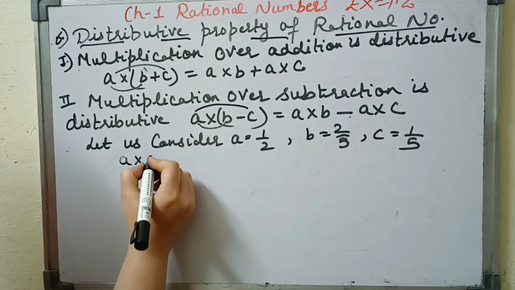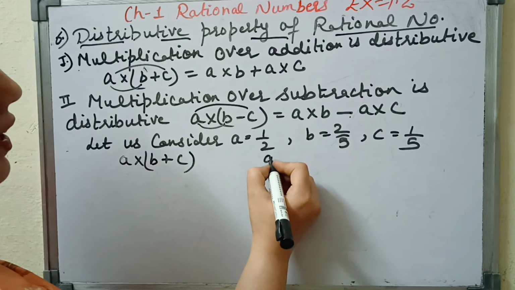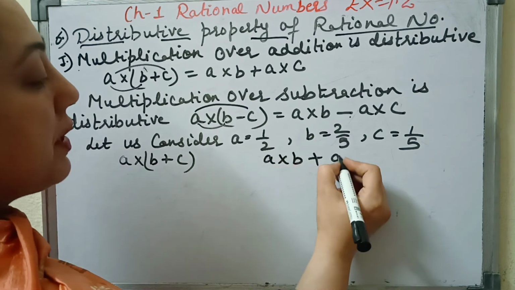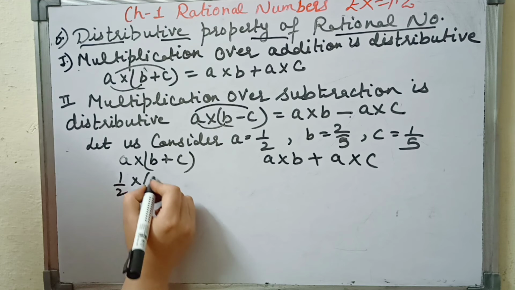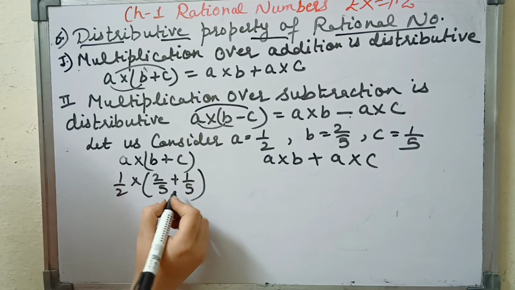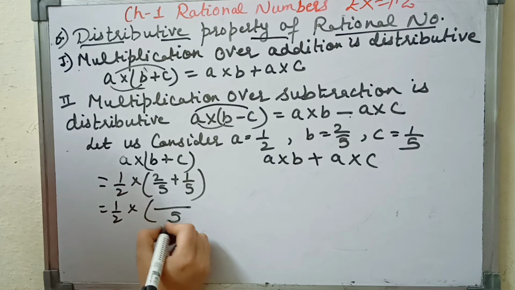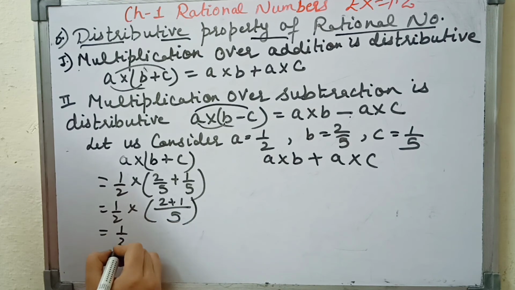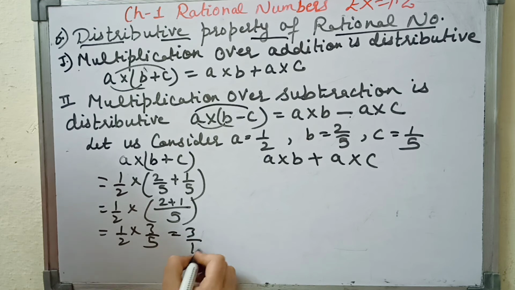According to the first property, we have A into B plus C, that is our left hand side, and right hand side it is A into B plus A into C. Now I put the values. A here is 1/2 and B is 2/5 and C is 1/5. Now I take the LCM. The 5 is LCM, and in the numerator we will get 2 plus 1, 1/2 into 3/5. When I multiply, I will get 3/10.